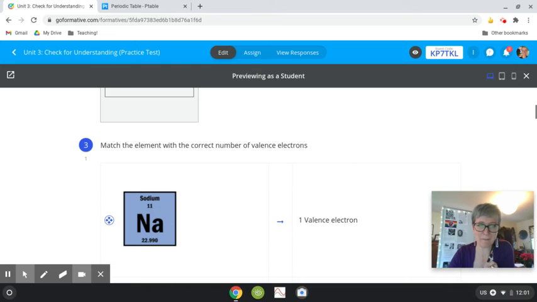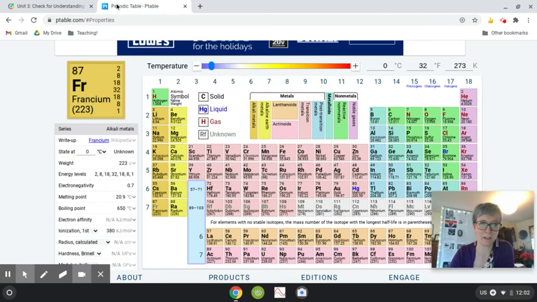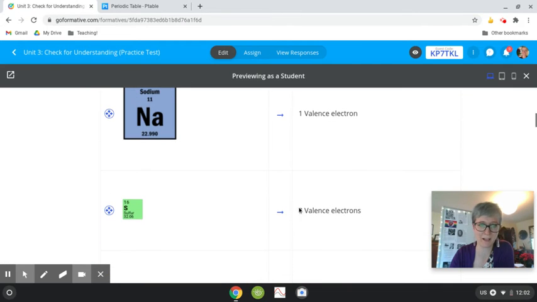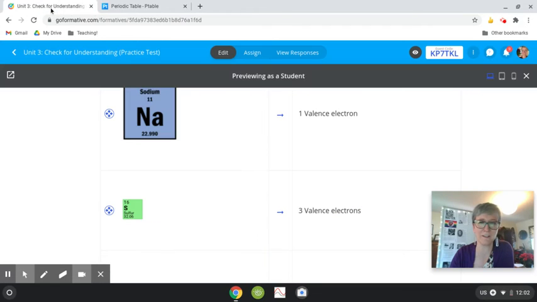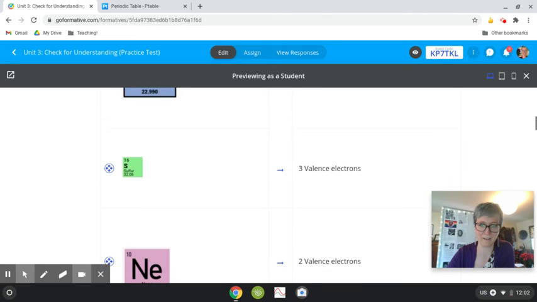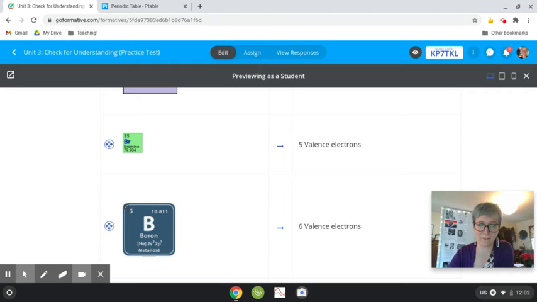And then we need to match the element with the correct number of valence electrons. We've got sodium, which is in group 1, so it's going to have 1 valence electron. That one's already matched up. Then we've got sulfur. Finding sulfur on the periodic table, here we go. Sulfur is going to have 6 valence electrons, so this is not the right spot. We need to find where we see 6 valence electrons.